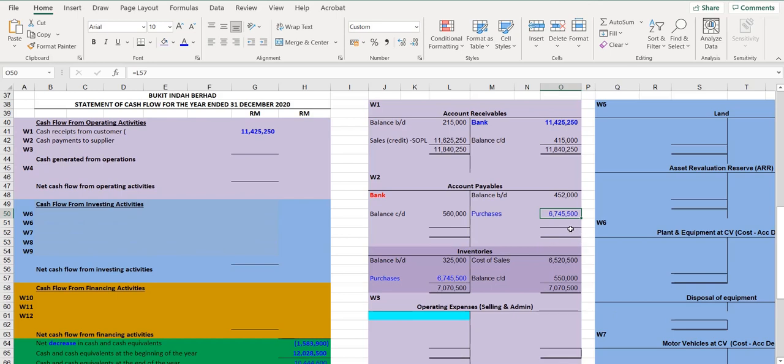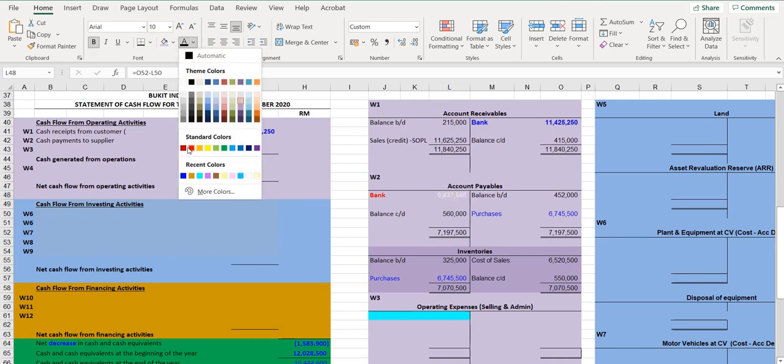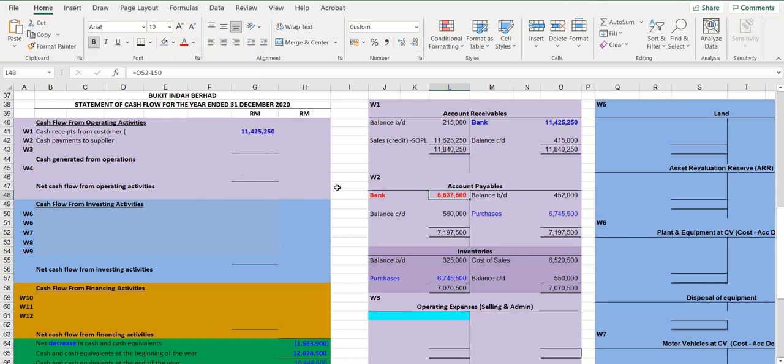And now we can find out what our cash payment is by totaling up the credit side of the accounts payable and then deducting the balance carried down on the debit side. So you will have the bank that was credited during the year for all accounts payable to be 6,637,500, and you will show it here in brackets because that shows the outflow.